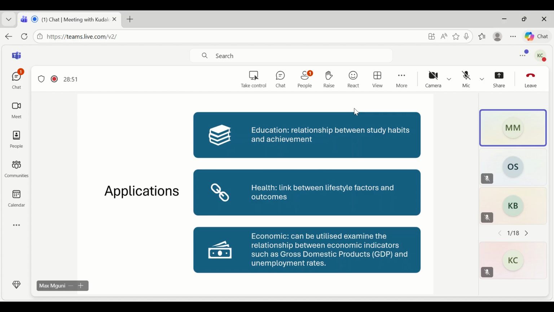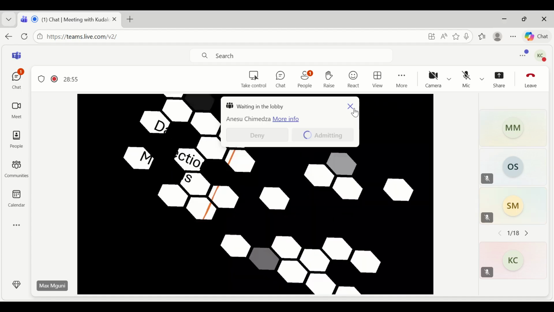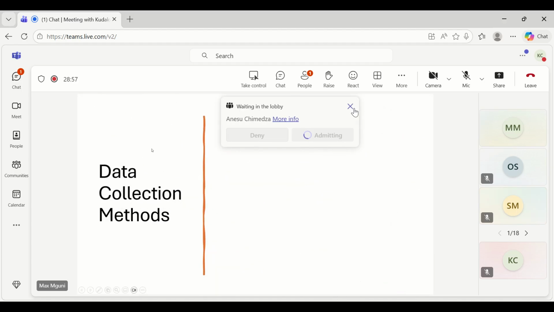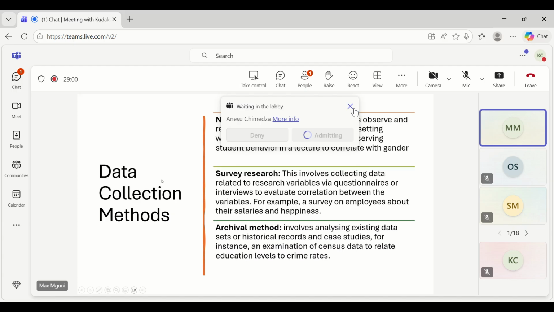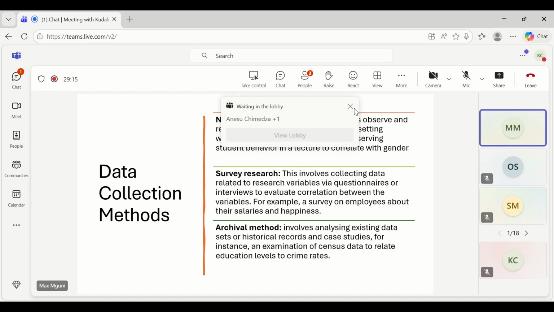Okay, now we are looking at data collection methods. Naturalistic observation: researchers observe and record variables of interest in a natural setting without manipulation. For example, observing student behavior in a lecture to correlate with gender. Survey research involves collecting data related to research variables via questionnaires or interviews to evaluate correlation between the variables. For example, a survey on employees about their salaries and happiness.